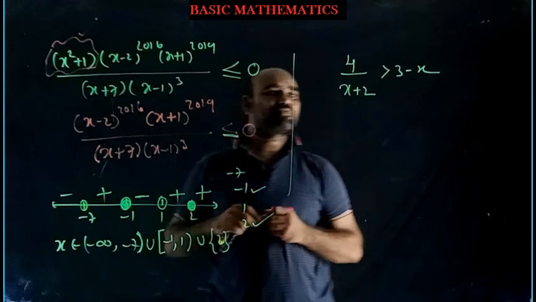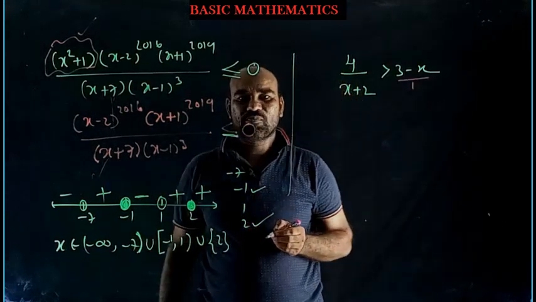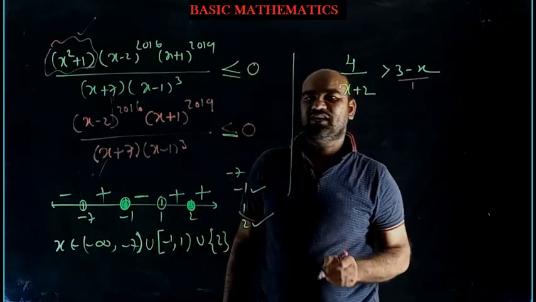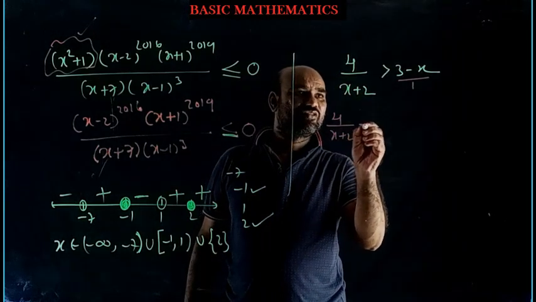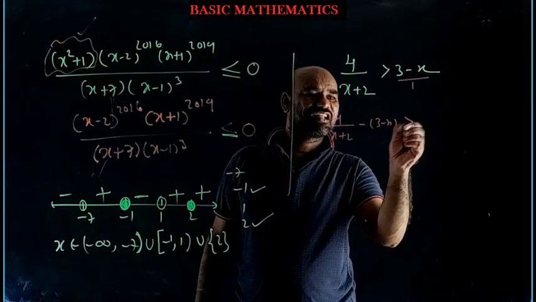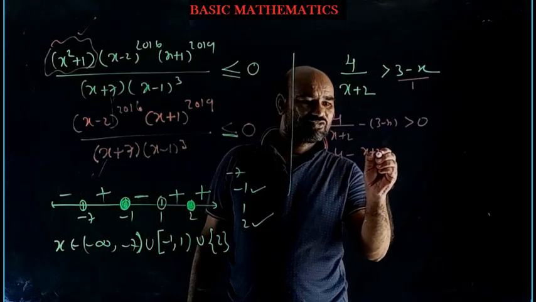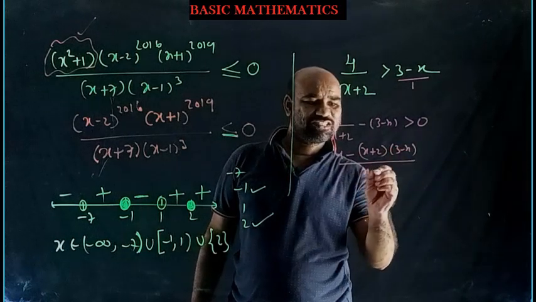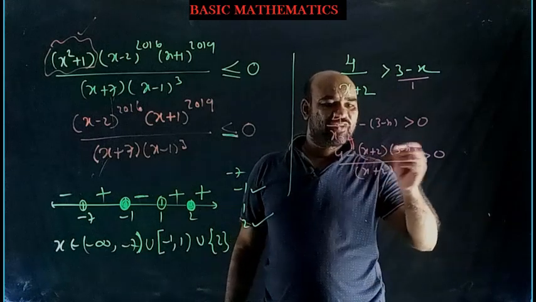Okay students, next problem. Cross multiplication is not applicable in inequalities. Cross multiplication is prohibited in inequalities. So 4 by x plus 2 minus (3 minus x) greater than 0. So 4 minus (x plus 2) into (3 minus x), I took x plus 2 as the LCM, greater than 0. Now I want to simplify this.